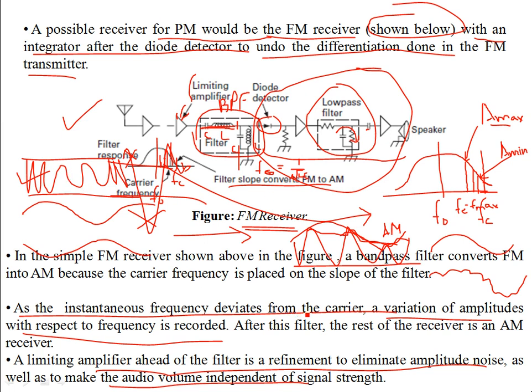So that's how you convert an FM to AM. That's your FM receiver, but it converts it to an AM signal, and then you have envelope detection. You detect the envelope, and that's how you retrieve your information from the audio signal. The rest of the receiver is an AM receiver.